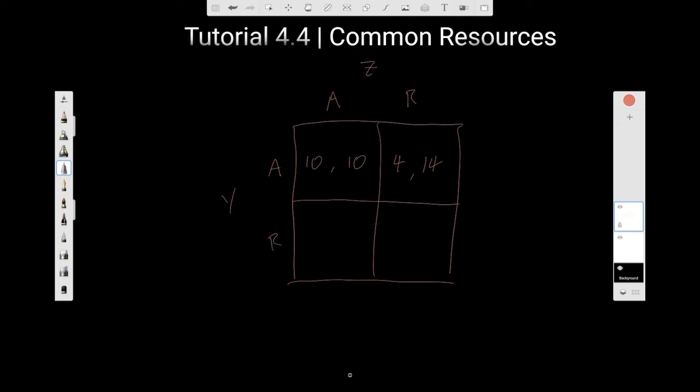So let's consider the case when Yuri reneges, but Zeta follows through on the agreement. So it's going to look very similar. The first entry is going to be Yuri, because Yuri is reneging. Yuri gets the benefits of the over extraction, and all of the externalities get imposed on Zeta. But what happens when they both renege? So this is bad for everyone, and this is what we call the tragedy of the commons.